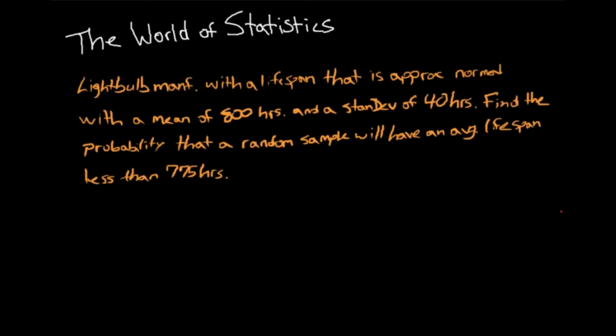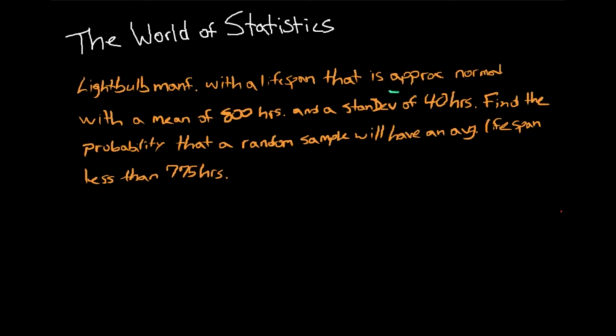Okay, in this first example, let's say we have a light bulb manufacturer producing a bunch of light bulbs. Let's say they have a lifespan that is approximately normal, with a mean of 800 hours and a standard deviation of 40 hours. We're going to find the probability that a random sample of these light bulbs will have an average lifespan less than 775 hours.